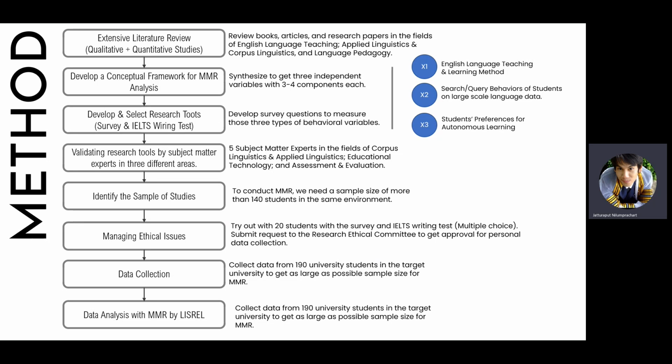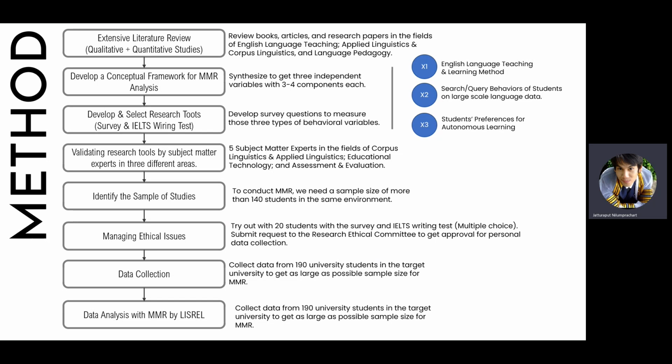First, we conducted an extensive literature review, both qualitative and quantitative. Okay, and then we developed a conceptual framework for MMR analysis. So we come to terms with those 3 independent factors. X1 is the English language teaching and learning. X2, the search and curious behavior in general. And X3 is the student preferences toward autonomous learning.